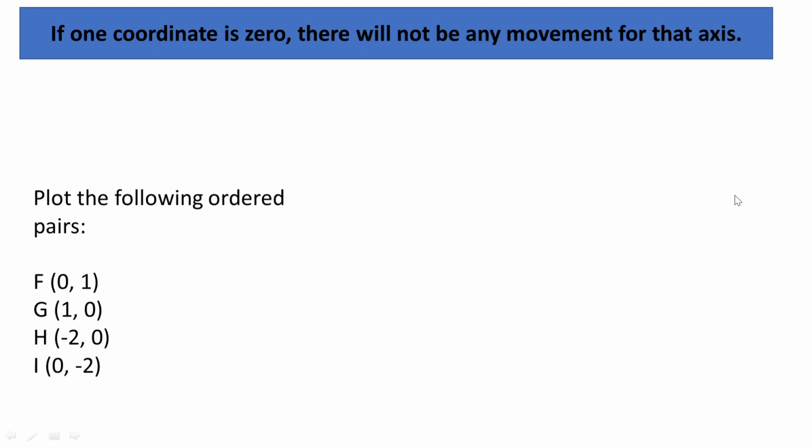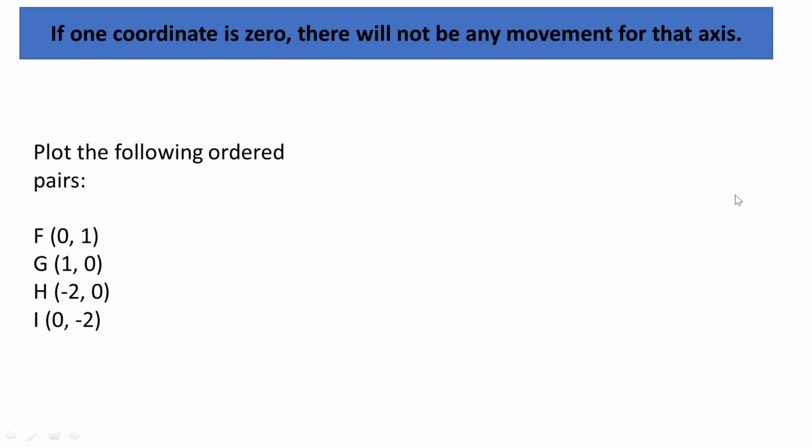Next, if one coordinate is 0, there will not be any movement or wala pong movement na mangyayari for the x-axis. So, ang gagawin lang natin, depende sa given. Kung ang 0 is y, then no movement for y-axis. Okay?